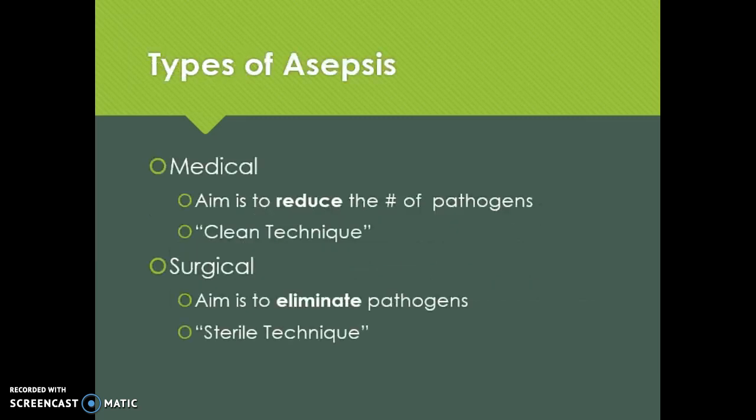Okay, so there's medical asepsis. This is plain washing your hands, wearing gloves and masks as ordered, and always using a clean technique. Clean technique means clean hands, clean gloves, clean equipment. And then there's surgical asepsis, which is totally not to reduce the pathogens, but to eliminate them. And this is what we're talking about when we talk about sterile technique. You have a sterile field, you have sterile gloves, everything's sterile wrapped. Again, we're going to talk more in depth about surgical technique later, but just know that there is a difference.